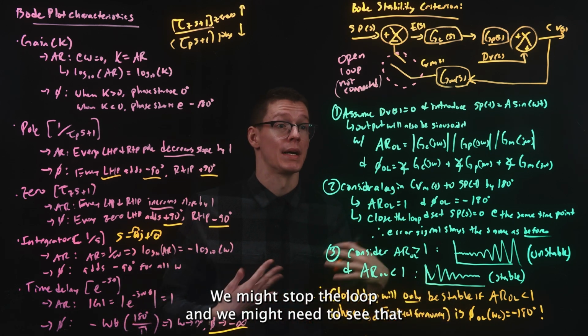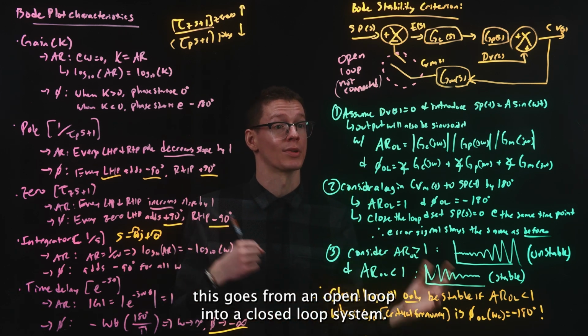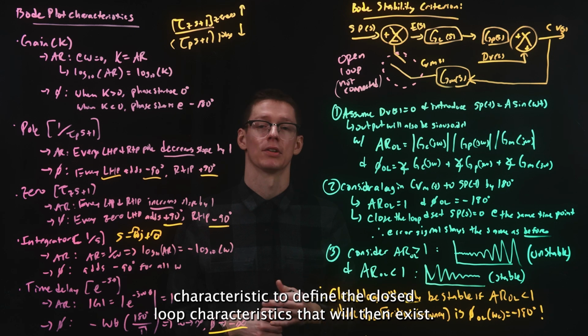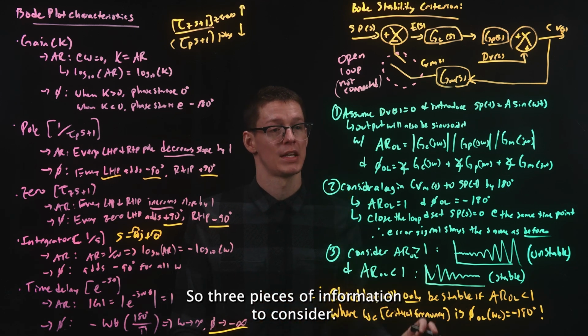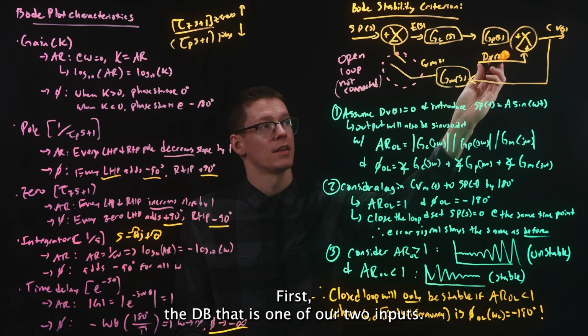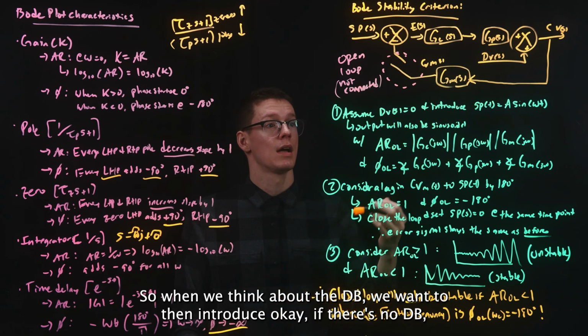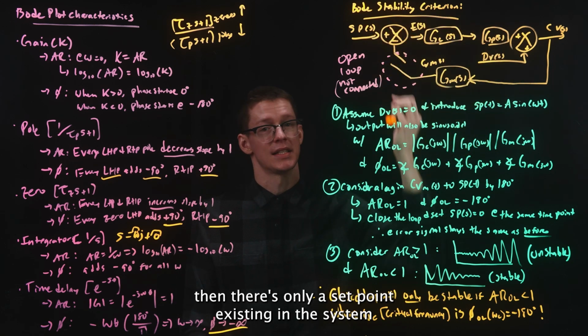This could be real. We might stop the loop, and we might need to see that this goes from an open loop into a closed loop system. But we can consider the open loop characteristics to define the closed loop characteristics that will then exist. So there are 3 pieces of information to consider. First, the dV. That is one of our 2 inputs. When we think about the dV, we want to introduce that if there's no dV, then there's only our set point existing in the system.